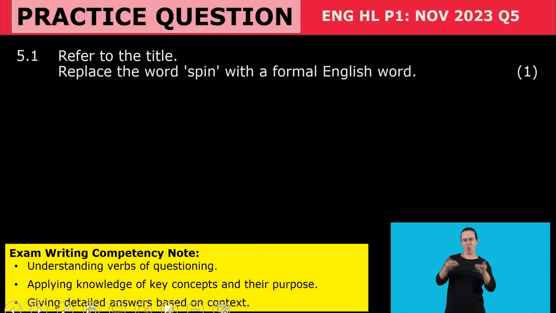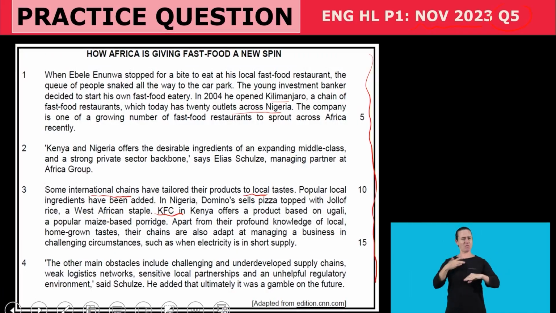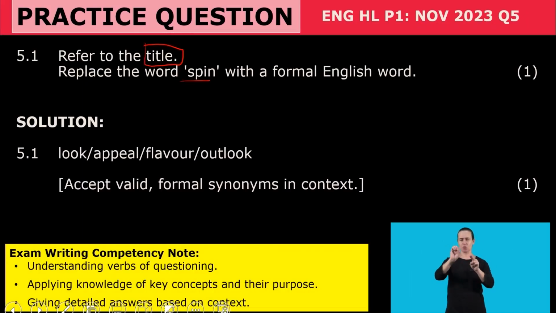Now let's go to the questions. Question 5.1 says, refer to the title. That's where your focus needs to be. Replace the word spin with a formal English word. If you go back to the title, how Africa is giving fast food a new spin. So spin could be replaced with a look, appeal, flavor, or outlook, and any other valid formal synonyms would be accepted in this answer.